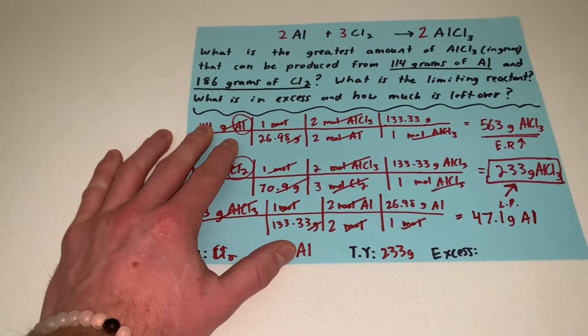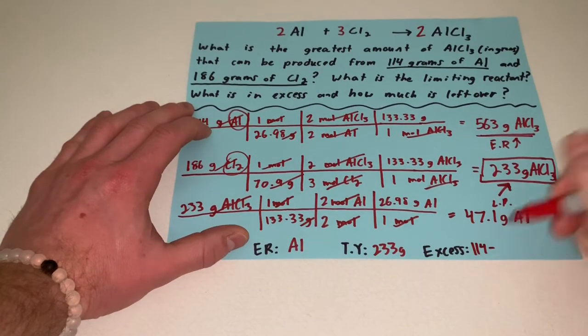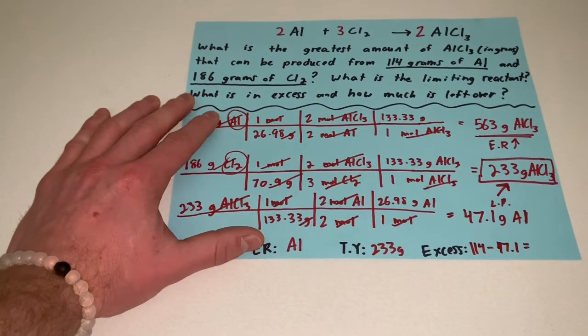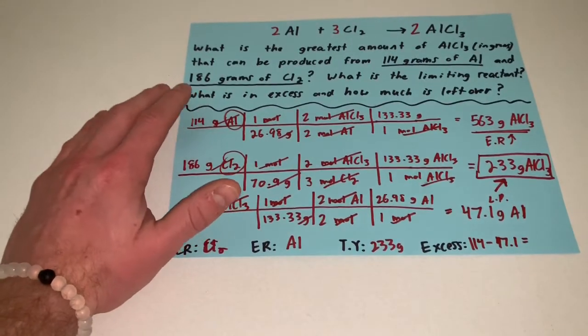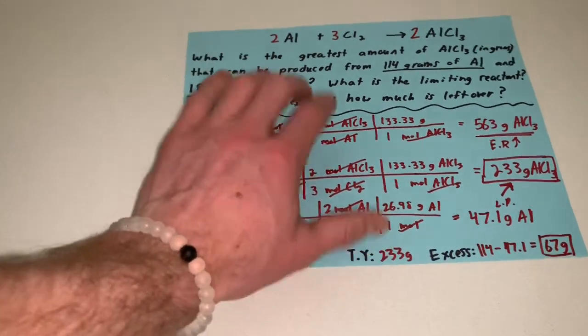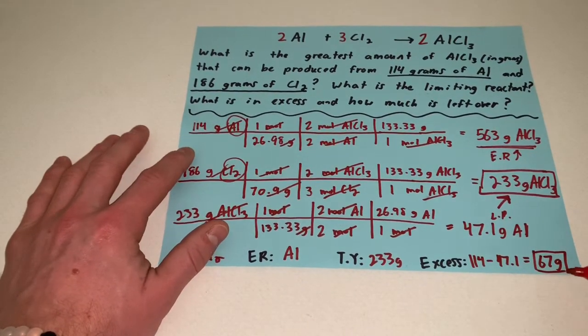I started with 114. I only needed to use 47.1. So 114 minus 47.1 comes out to be 67 grams. So I have 67 grams of aluminum left over at the end of the reaction that I didn't even use. That's how much is in excess.